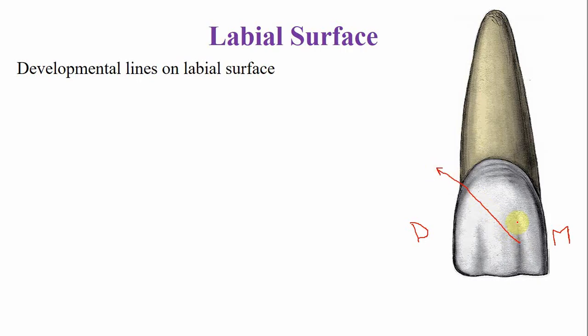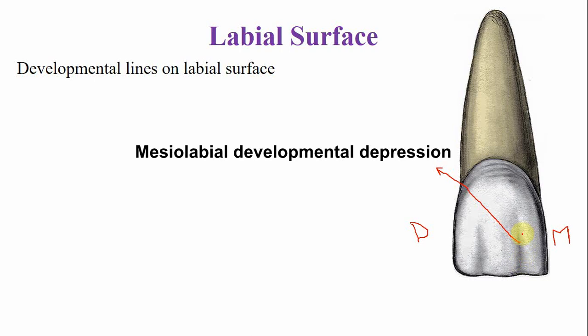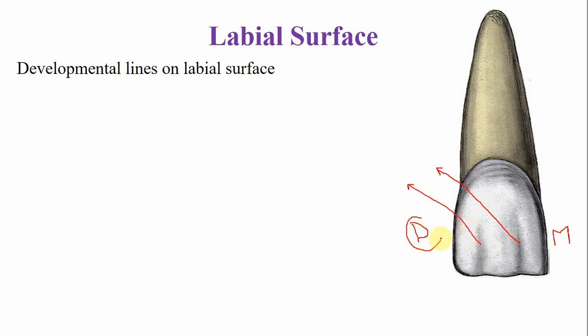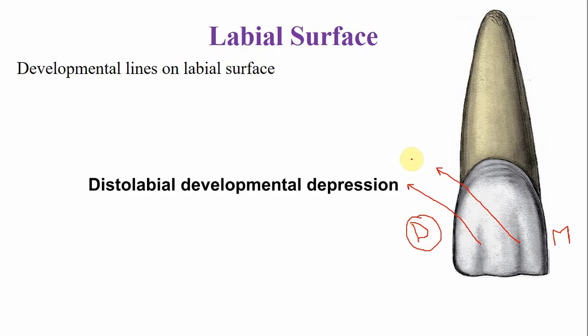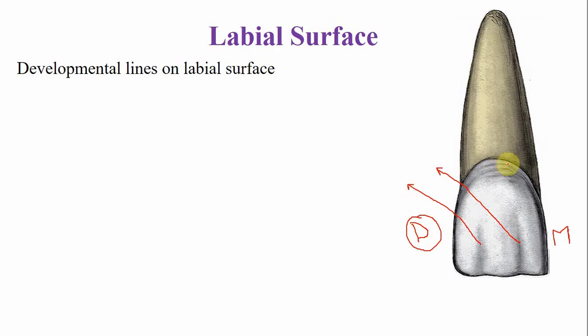You can see a developmental line here. This developmental line is known as the mesiolabial developmental depression. And there's another developmental depression over here that is closer to the distal side. That's why we call it the distolabial developmental depression. There are some lines near the cervical line, and these are known as the imbrication lines.